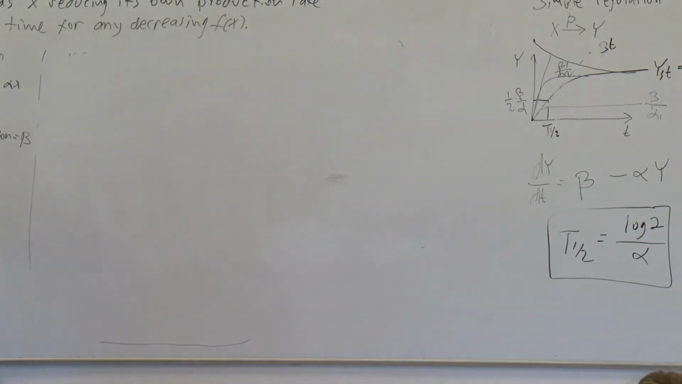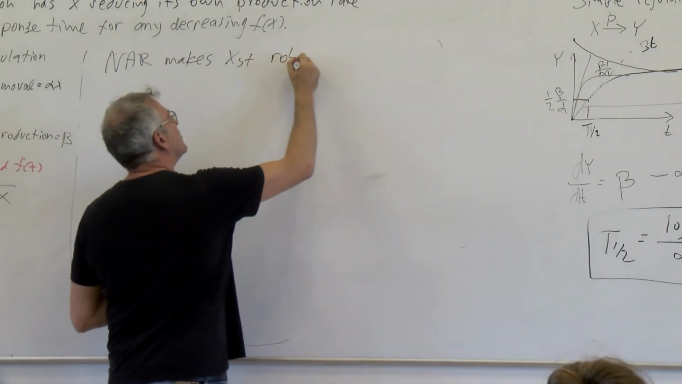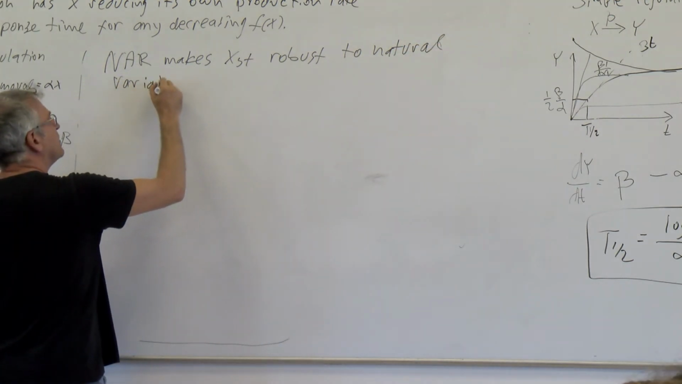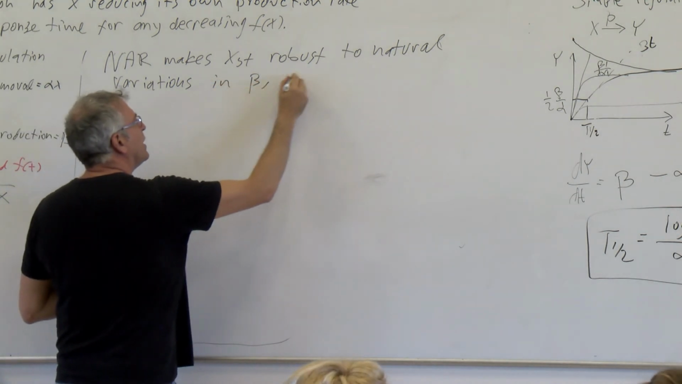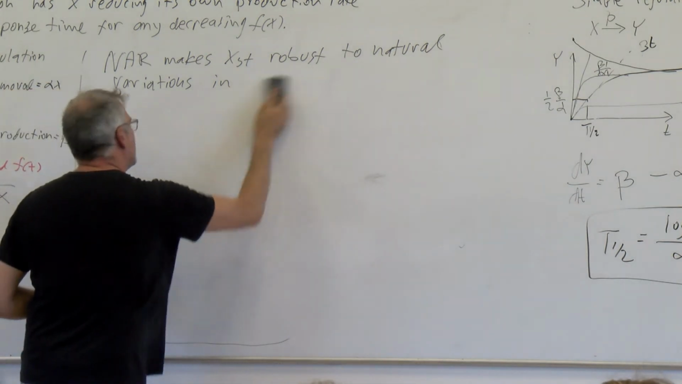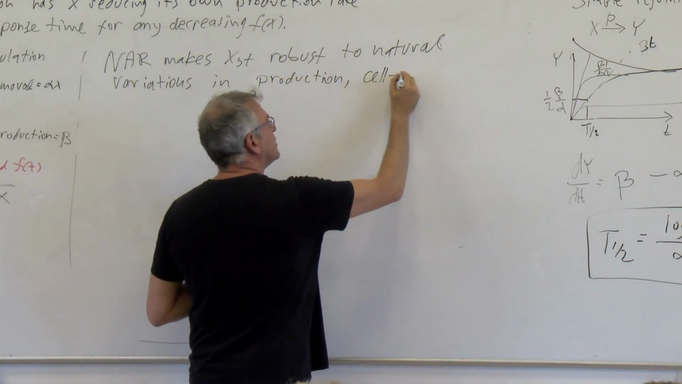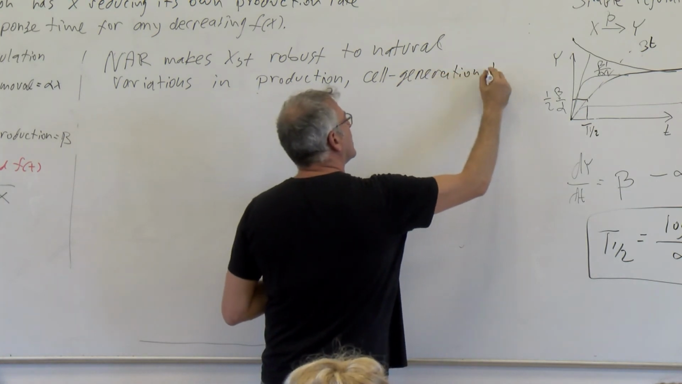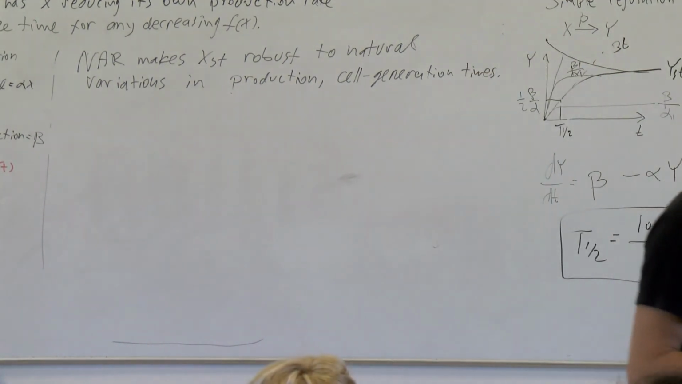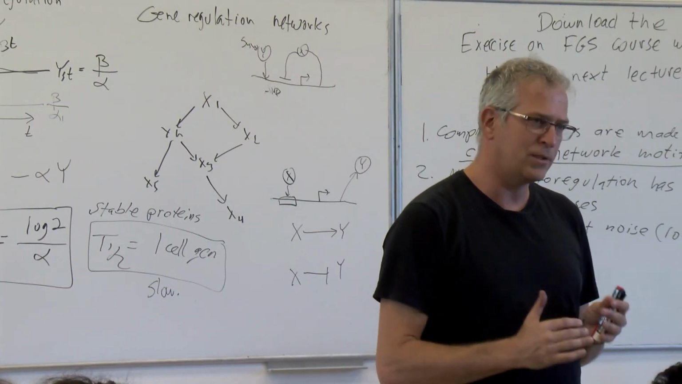noise resistance. Negative autoregulation makes X steady state robust to natural variations, naturally occurring variations that in fact you can't get rid of, in beta and alpha. So what do I mean here? Maybe I should say, in production and cell generation time. So here I want to introduce you to the idea that in biology, we're dealing with a material called biological material that has a property that you can't evade, which is noise or stochastic nature.